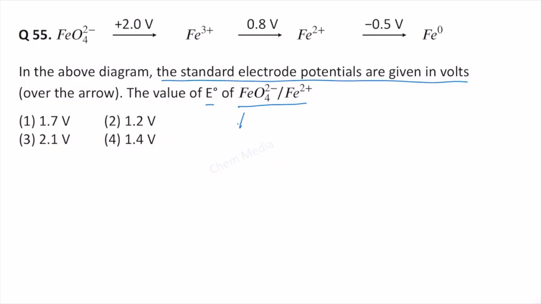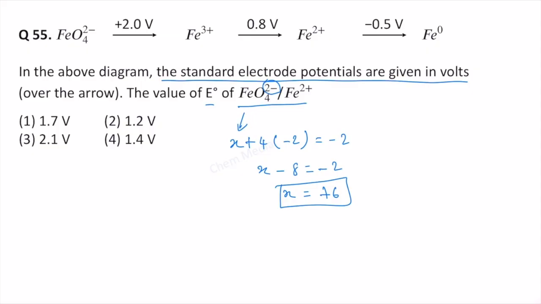First of all, we need to figure out the oxidation state of Fe in the ferrate ion. We don't know that, therefore, let us keep it as x plus 4 times minus 2 for oxygen, typically. Therefore, 4 times minus 2 that is equal to minus 2, because the net charge given here is 2 minus. Therefore, x minus 8 equals minus 2, therefore, x is equal to plus 6. Therefore, the oxidation state of Fe in FeO4 2- is plus 6.